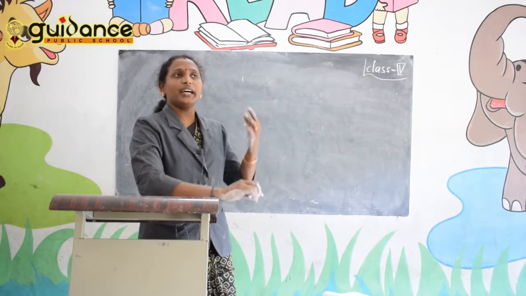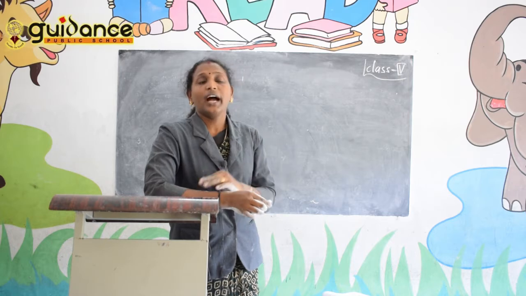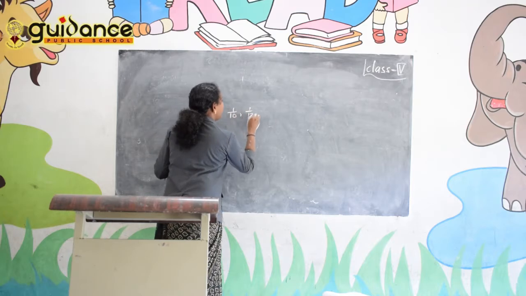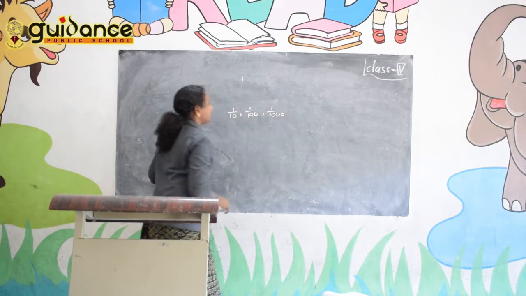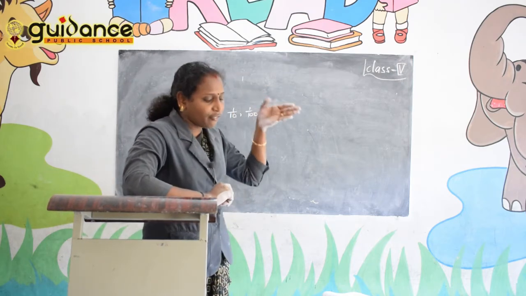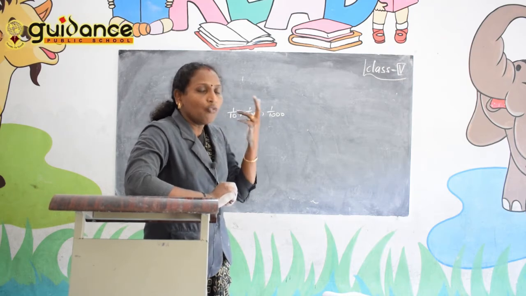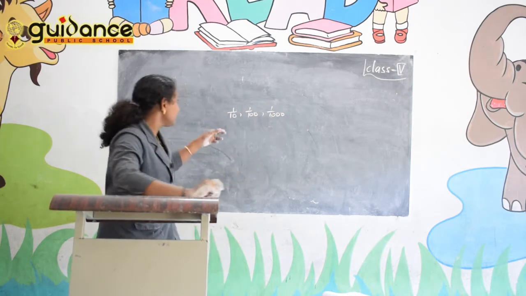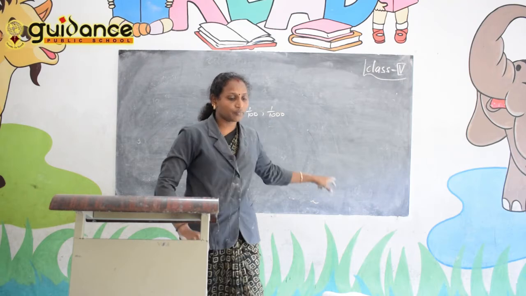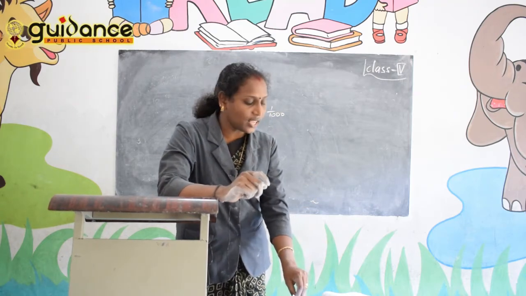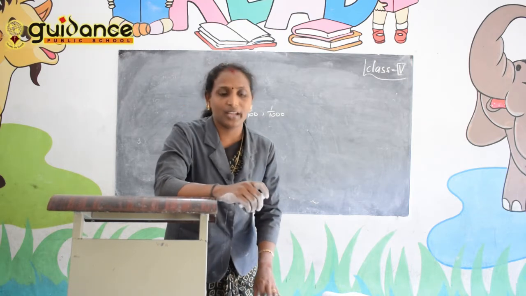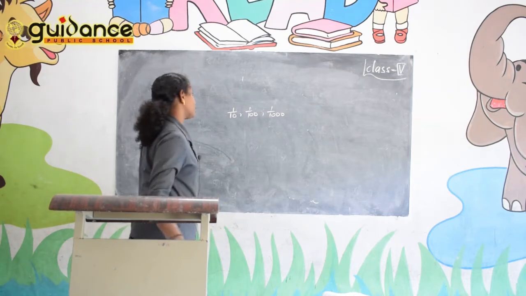Next, I told you about the fractional parts, 1 by 10, 1 by 100 and 1 by 1000, and the places of the fractional part. These have denominators which are all multiples of 10. This is a multiple of 10, this is a multiple of 10 and this is also a multiple of 10. Such fractions are known as decimal fractions.